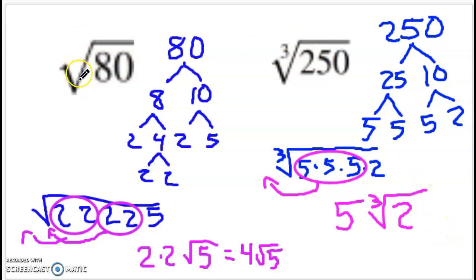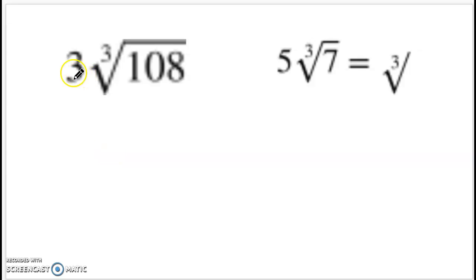Very similar to what we do with square roots, but with square roots we're finding groups of 2, and with cube roots we're finding groups of 3. The way you remember that is there's a 3 right there for that cube root. So you just do the factor tree and find your groups of 3. Whatever has a group of 3 gets pulled out from underneath the radical.